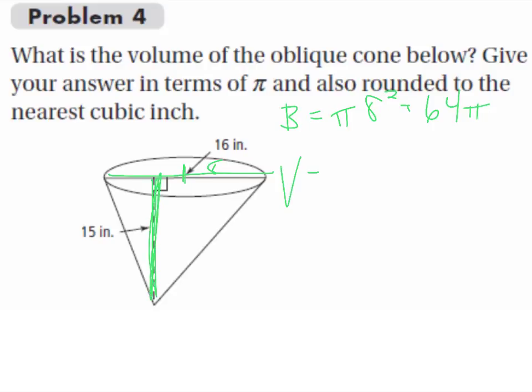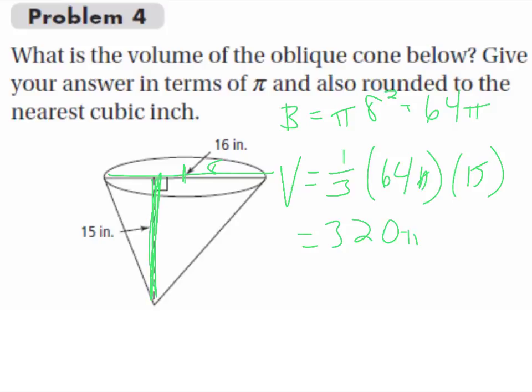So my volume is going to be 1/3 times the area of my base times my height. So 1/3 times 64 pi times 15. Okay, now they want it first in terms of pi. So if I do that, I get that my volume is 320 pi cubic inches.